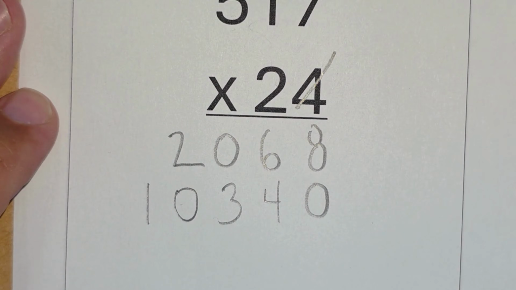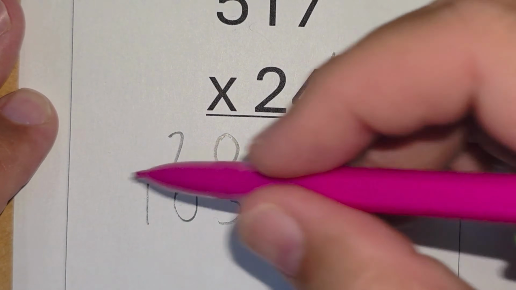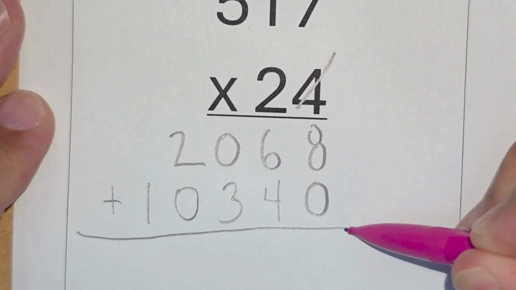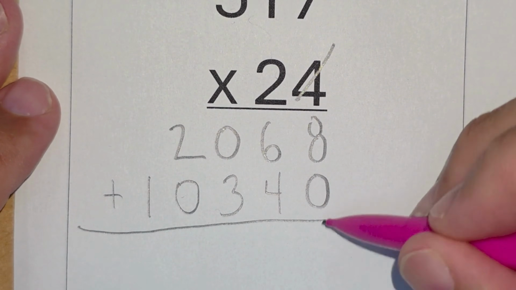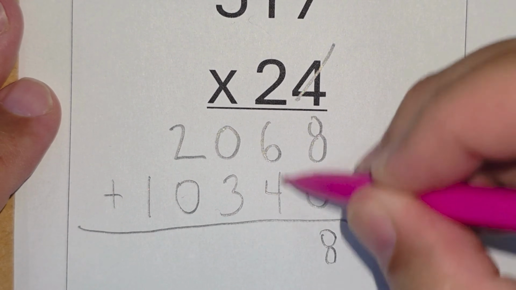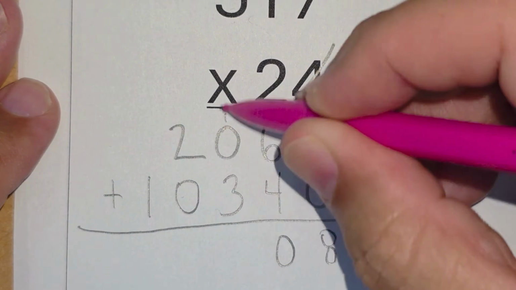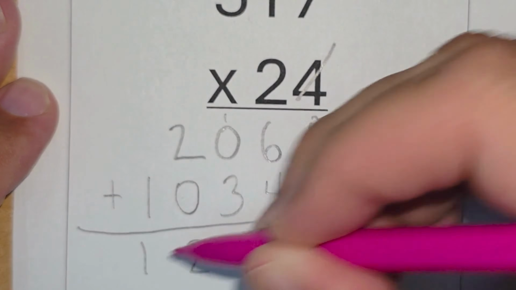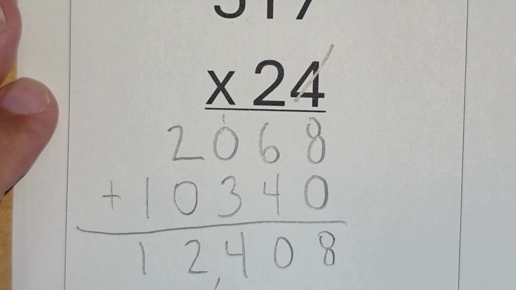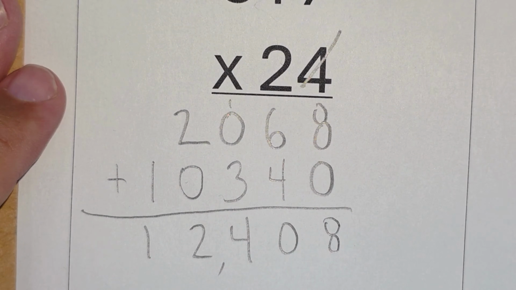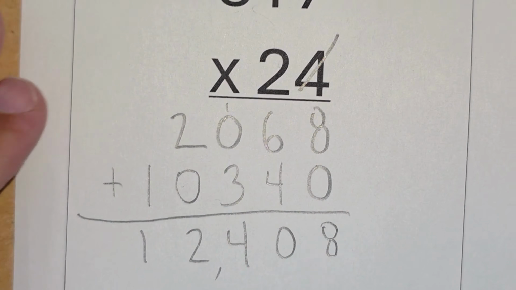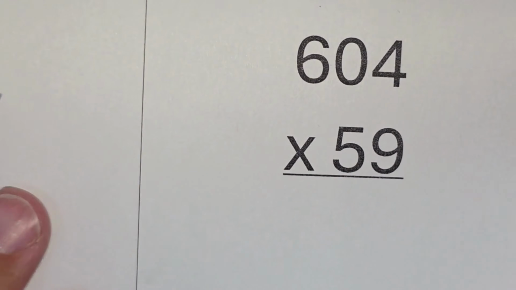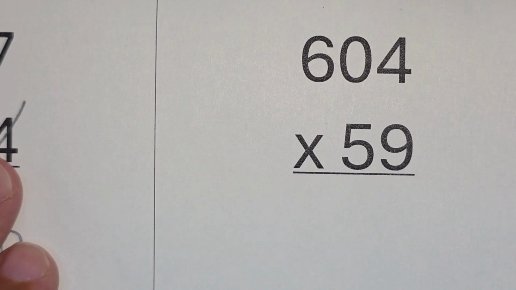It's important to keep all my place value lined up. So when I add, I get a good answer. 8 plus 0 is 8. 6 plus 4 is 10. 1 plus 3 is 4. 2, 1. So I have 12,408 as my product. And then finally, the last fifth grade problem, 3-digit by 2-digit with standard algorithm.